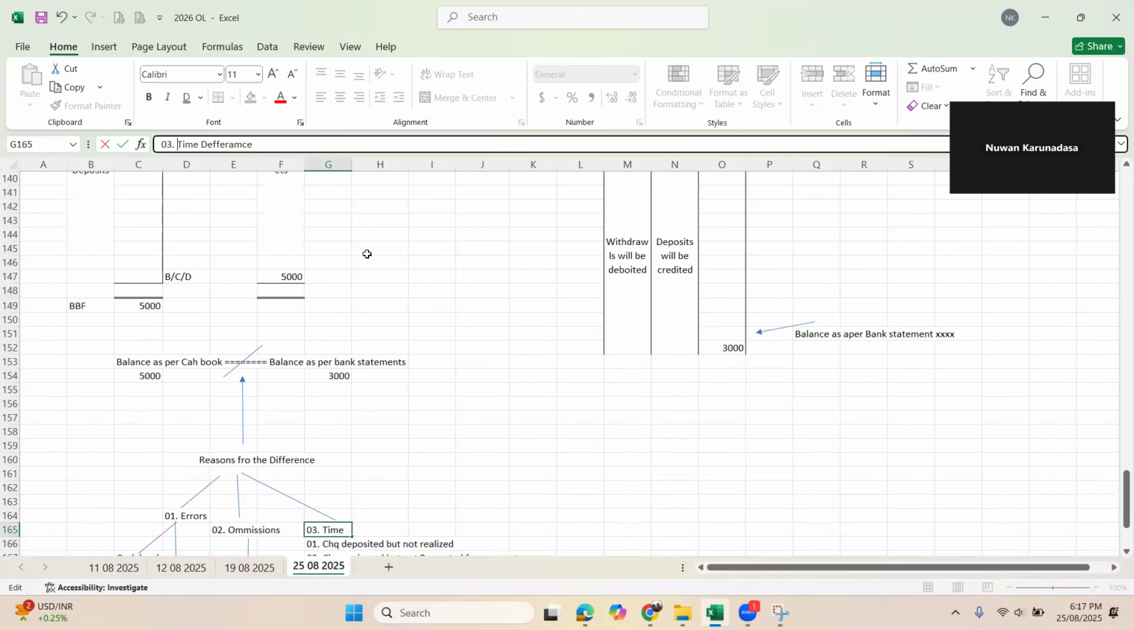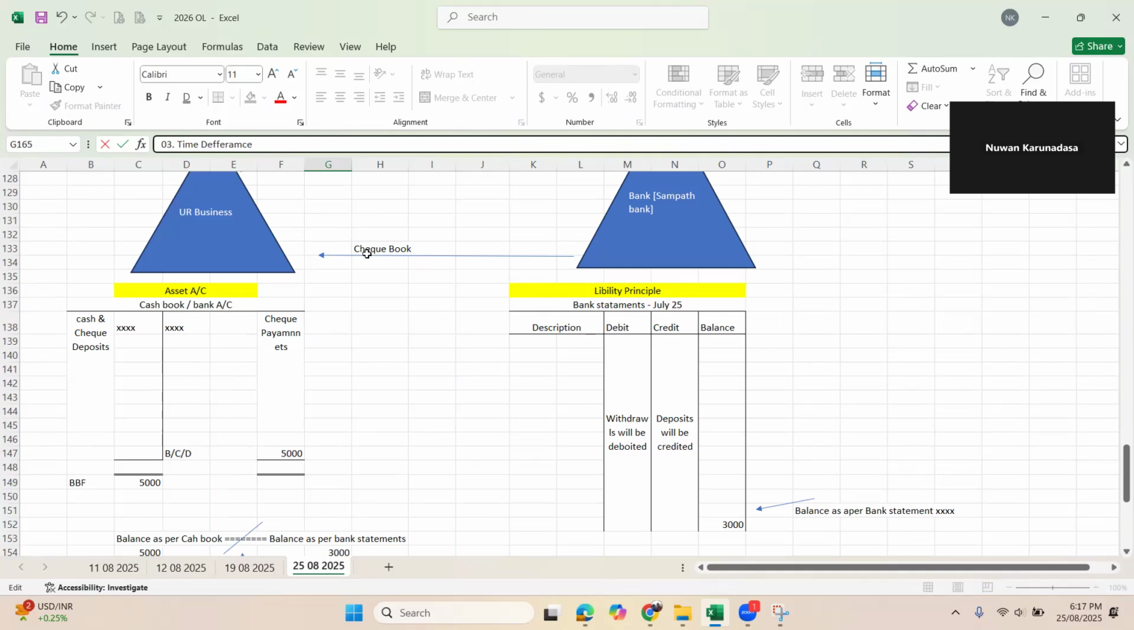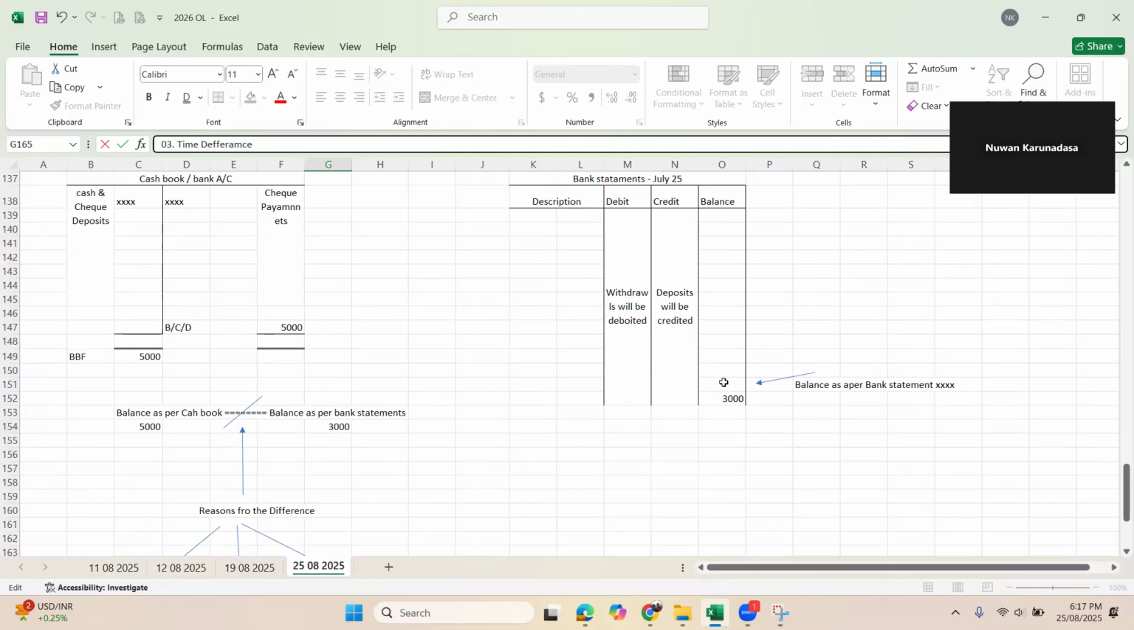Right? So we need to identify reasons for the difference. Why? Just see here. As per our record on asset principle, we have noted that we are having a balance of 5,000. But the statement prepared by the bank is telling us the bank statement is having 3,000 balance. We are not happy with these two balances. Why? We are having a high balance, but the statement shows us a smaller balance.